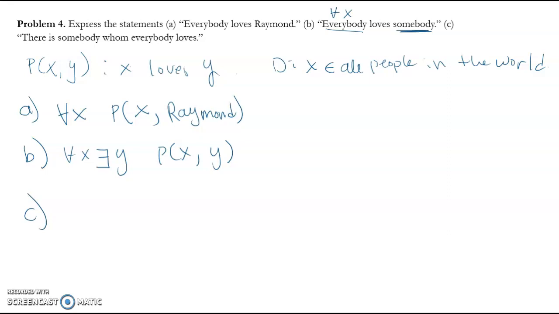Let's go over our last part. So there is somebody whom everybody loves. So there is someone, that's going to be there exists statement, and whom everybody loves, I can go, that someone is that something that we don't know yet, and everybody loves that exact someone. So everybody is the x, loves someone, that y, so we're going to do there exists y. And for all x, this predicate is satisfied.